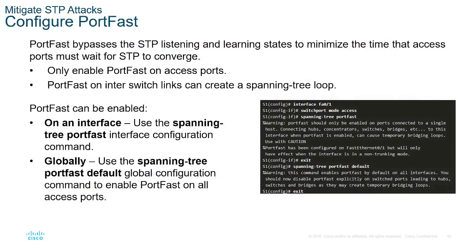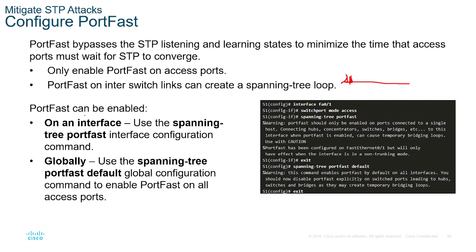So, PortFast bypasses the STP listening and learning states to minimize the time that access ports must wait for STP convergence. So, only enable PortFast on access ports, and PortFast on inter-switch links can create a spanning tree loop. Ito yung iniiwasan natin, di ba? Pag nagkakaroon ng loop dun sa spanning tree natin.